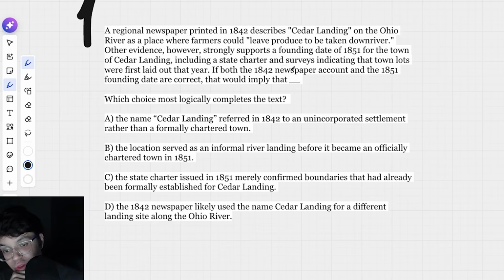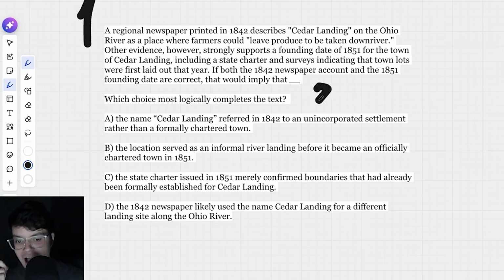Okay. If both the 1842 newspaper account and the 1851 founding date are correct, that would imply that, okay, so they're saying here that it's correct about the 1842 thing. They did exist in 1842, but it's also correct in 1851, that was the first time they actually had an actual town settlement there. So what would that imply?